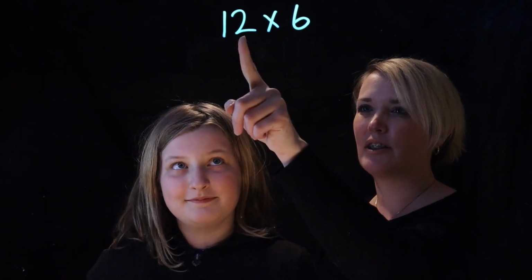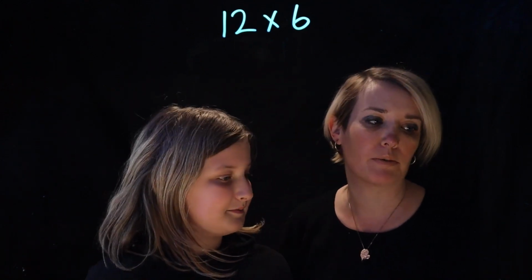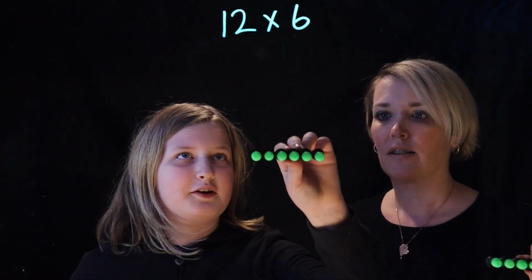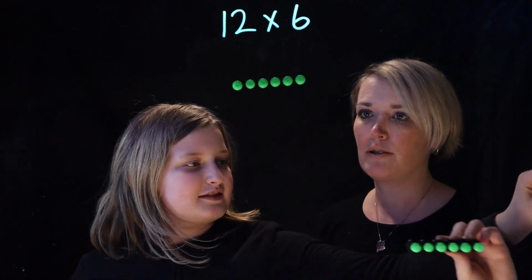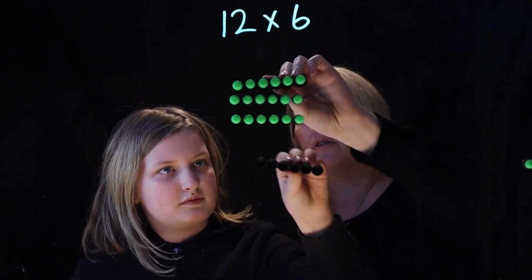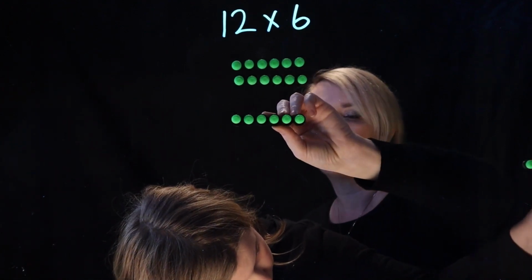So Anna thinks of this as 12 groups of 6. So let's go ahead and bring out all those groups of 6s. Are you going to help me today? This is going to take a while though, because there's 12 of them. So that's 1 and this is 2, and I'm just going to move it up a little bit because we're going to have lots of them.